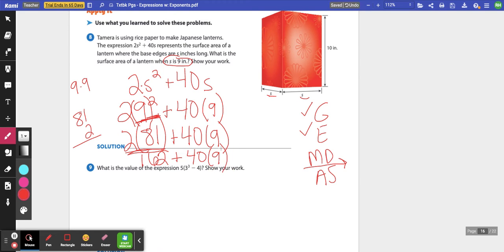You could solve 40 times 9 at the same time, but to be safe, I would do one thing at a time. So now I see that I've still got multiplication and division, so I'm going to do 40 times 9 next. I'm just going to keep this number the same. 4 times 9 is 36. Add that 0 back on.